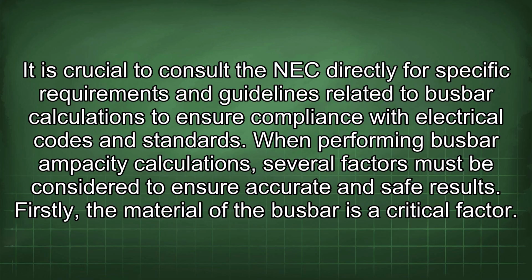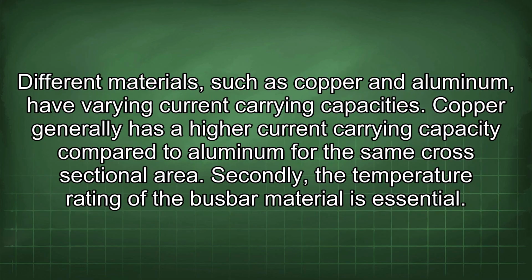When performing busbar ampacity calculations, several factors must be considered to ensure accurate and safe results. Firstly, the material of the busbar is a critical factor. Different materials, such as copper and aluminum, have varying current carrying capacities. Copper generally has a higher current carrying capacity compared to aluminum for the same cross-sectional area.